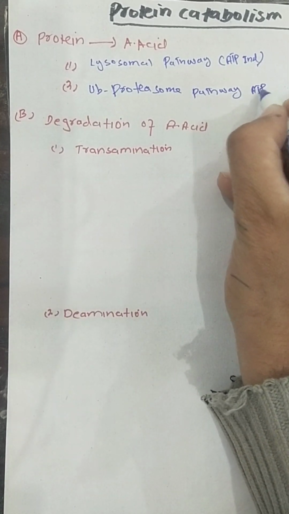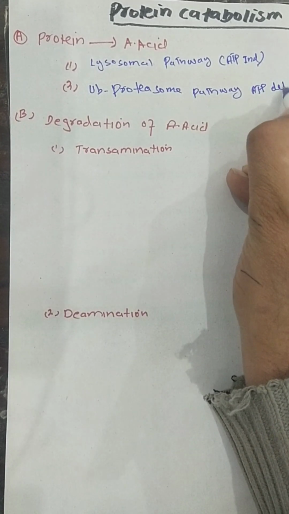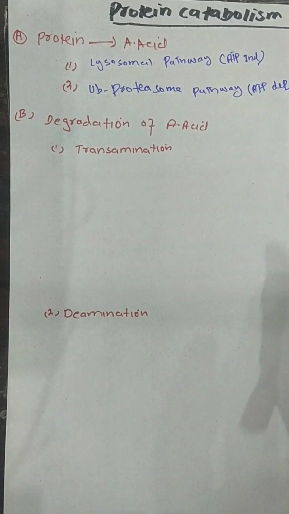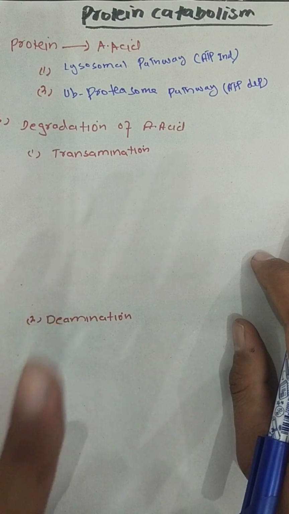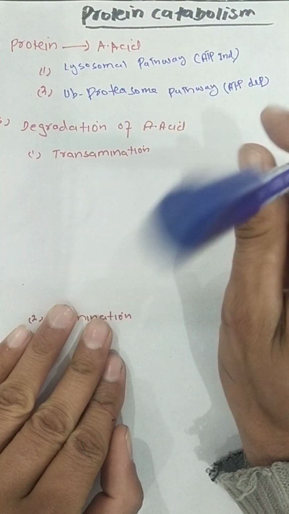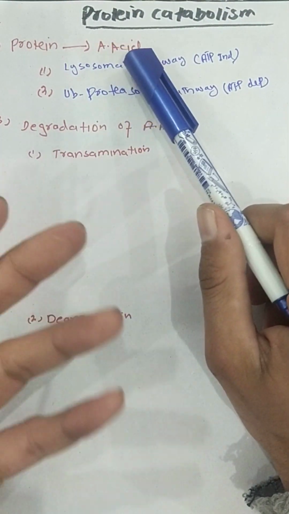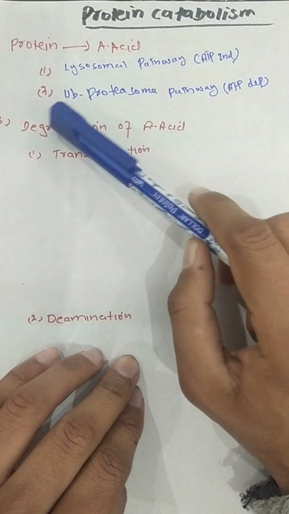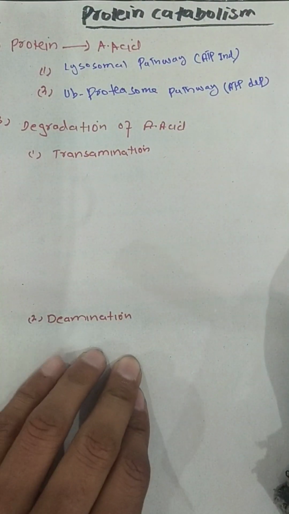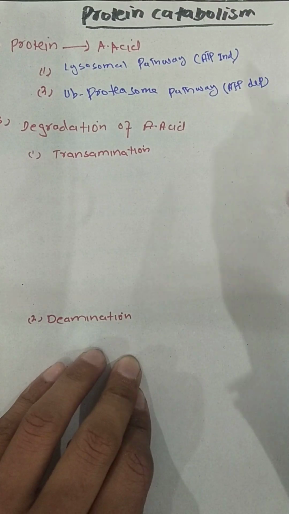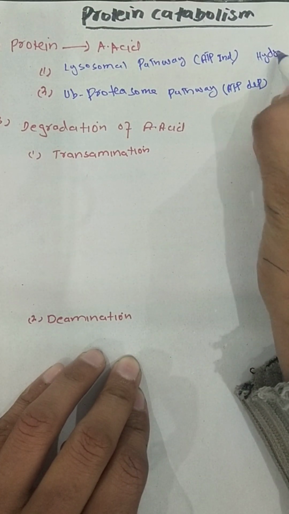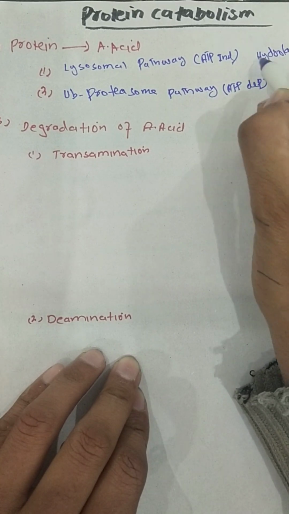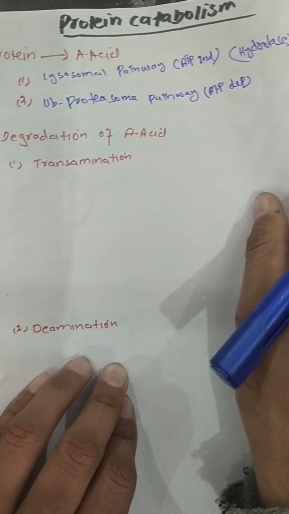You just need this much. Don't go too deep into how the ubiquitin pathway occurs. You just need the lysosomal pathway, in which the lysosome is the organelle that causes protein degradation into amino acids. Here ATP is not used. The enzymes used here are mostly called hydrolases, acid hydrolases, etc. Hydrolases are used here.